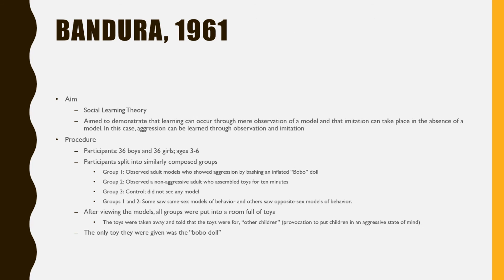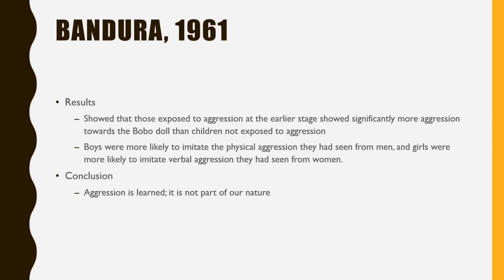Again, Bandura was the Bobo doll experiment. They took 36 boys and 36 girls, ages 3 to 6, and put them in a room where they got to observe either the adult hitting the Bobo doll and being aggressive with it, or just cleaning up toys. And what ended up happening, when we're talking about gender socialization, is that the boys were more likely to imitate the physical aggression from men. Girls were more likely to imitate verbal aggression from women. So even in these cases, there's a sociocultural component of gender.